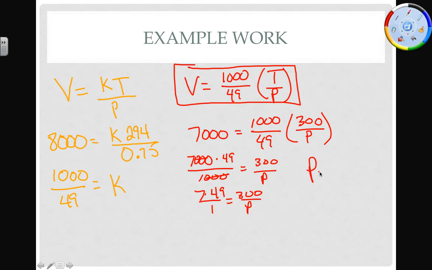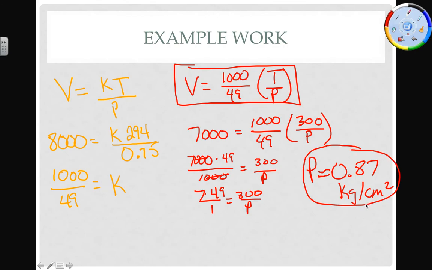I get P equals approximately 0.87 kilograms per centimeter squared. See? Super easy. We answered 2 questions. 1, we wrote our equation, and then 2, we used the equation to find one of the values.